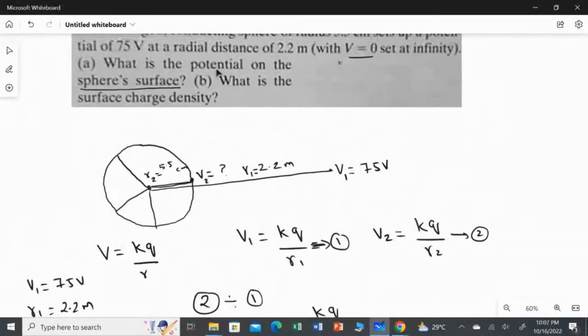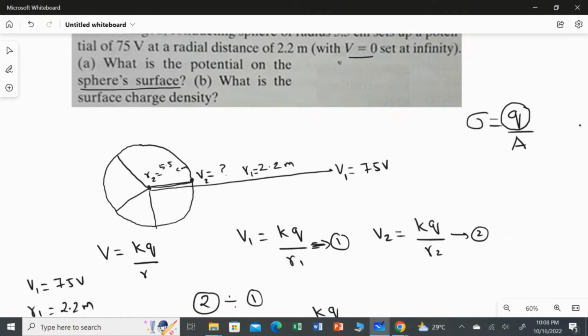For getting the second part, we have to find what is the surface charge density. As we already know, the surface charge density formula is sigma, which is equal to Q over A. But if you want to find the answer for the second part, you must know what should be the value of this charge. Clear? Because in the question, there is no information about the charge. So for the B part, first we have to find the answer for the charge Q.